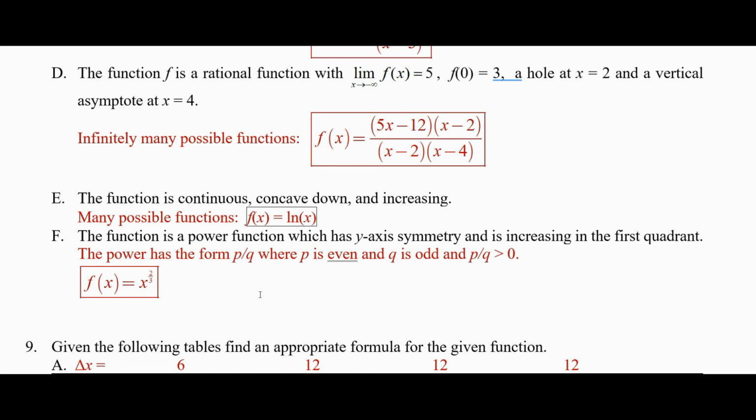A function is a power function which has y-axis symmetry and is increasing in the first quadrant. So increasing in the first quadrant means we need a positive power, and for y-axis symmetry, we need p over q, where p is even and q is odd. So say x to the 2/3 would be one example. There's lots of others.